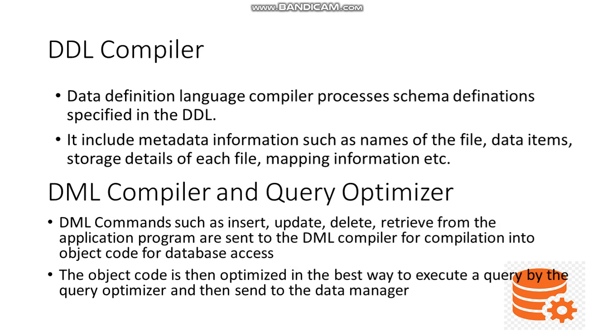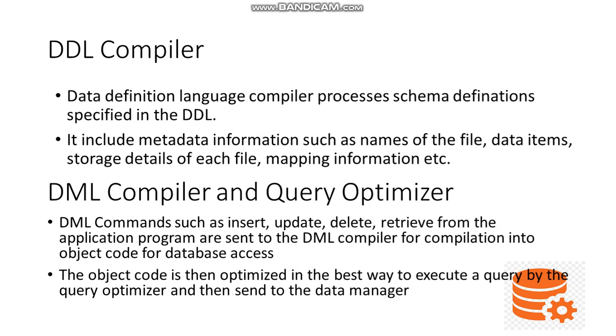Next is DML compiler and query optimizer. DML commands such as insert, update, delete, retrieve from the application program are sent to DML compiler. So these are manipulation commands, DML commands, for compilation into object code for database access. So what will DML compiler do? DML compiler will take insert, update, delete, retrieve, all these queries, and it is going to convert that into bytecode, that means object code.